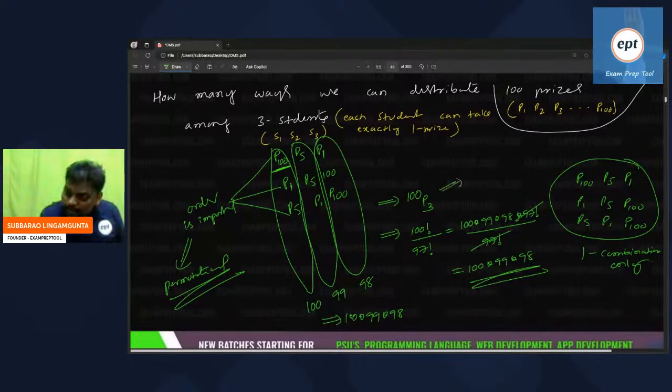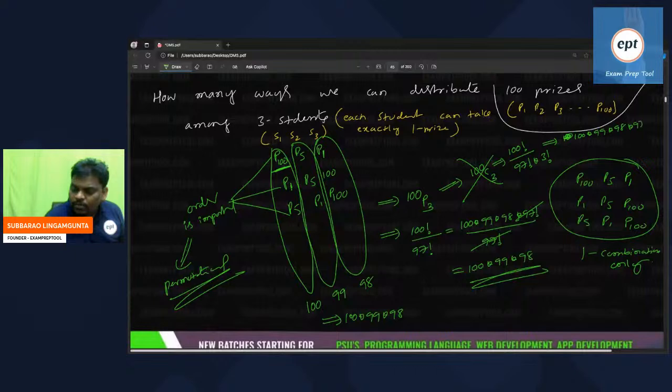It is not 100C3, because 100C3 means 100 factorial by 100 minus 3, 97 factorial into 3 factorial. That is the meaning of 100C3, which is going to be 100 into 99 into 98 into 97 factorial by 97 factorial. Both are cancelled, but there is a 3 factorial also. So this leads to 100 into 99 into 98 by 3 factorial, but there is no 3 factorial. So this is not.